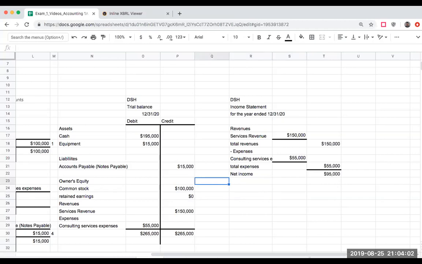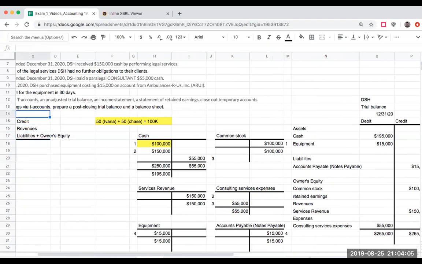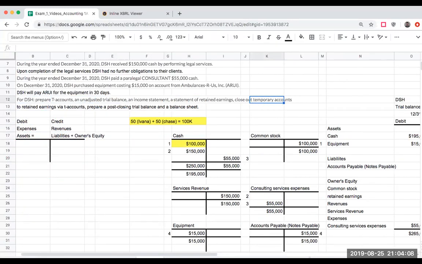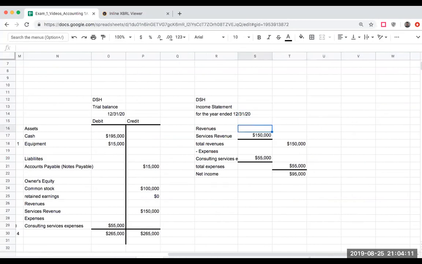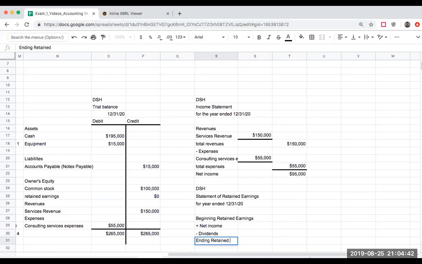The next thing I have to do after doing an income statement is a statement of retained earnings. So for my statement of retained earnings, the way this one is set up, this is going to also be for the year ended 12/31/20. The way I do my statement of retained earnings, I'm going to have my beginning retained earnings plus my net income minus any dividends. It's going to be giving me my ending retained earnings.